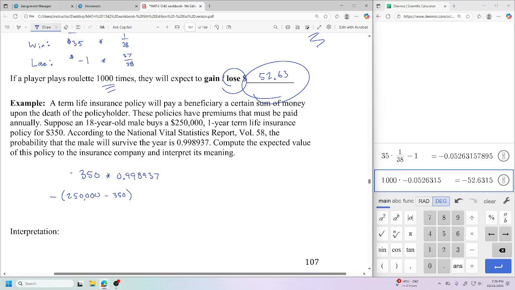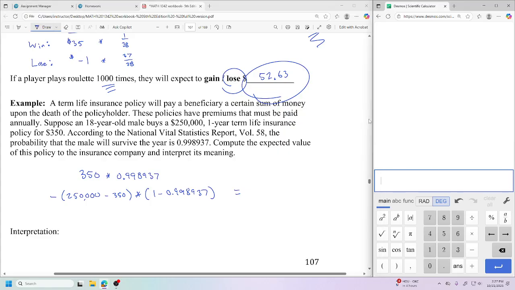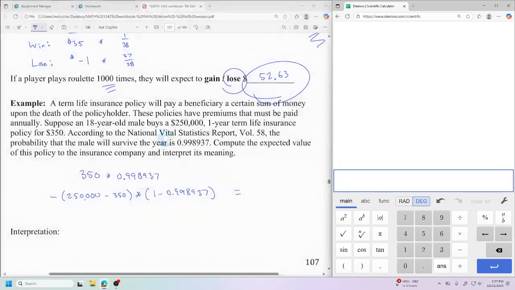Okay, so this one's made for you. So yeah, you're out $350 still, okay? But now I need to multiply it by the probability. The probability is 1 minus this 998,937. It's basically the opposite of this guy, okay? So again, this thing here minus this thing is equal to your answer. On your homework, this is what you do. When you see this problem, you literally just replicate what I'm doing here. Are you feeling me here?